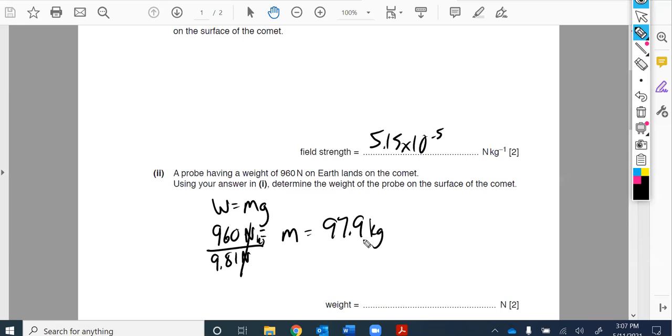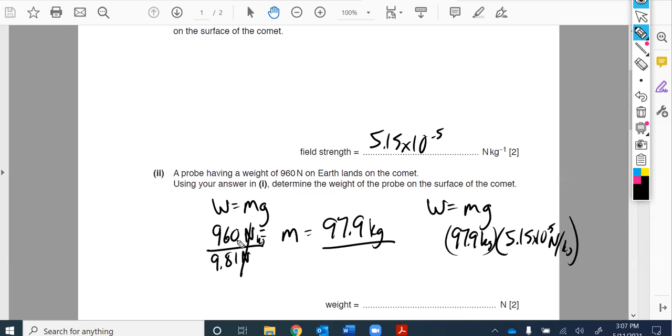97.9 kilograms of mass. Okay. Now we want the weight of the probe on the comet. So the mass of the probe doesn't matter where you are in the universe. That's how many kilograms of matter. The weight is the influence of gravity on that mass. And so the 97.9 kilograms of matter anywhere in the universe happens to be on this comet now, 5.15 by 10 to the negative 5 newtons per kilogram.